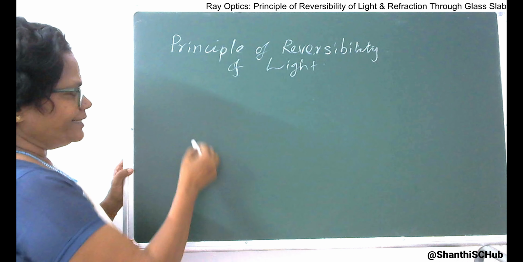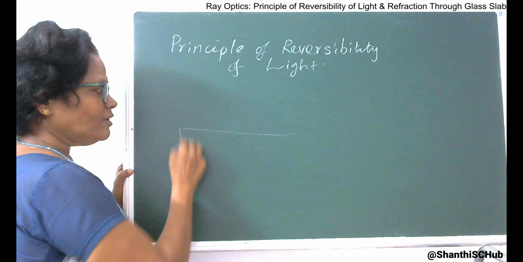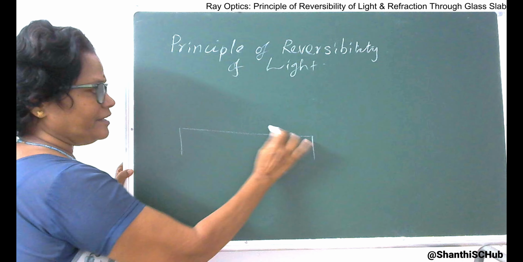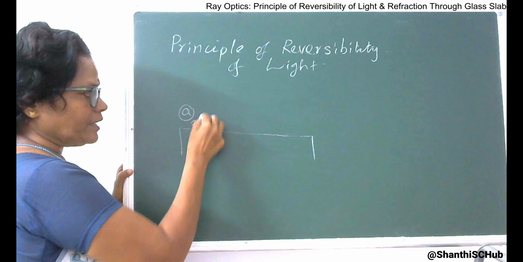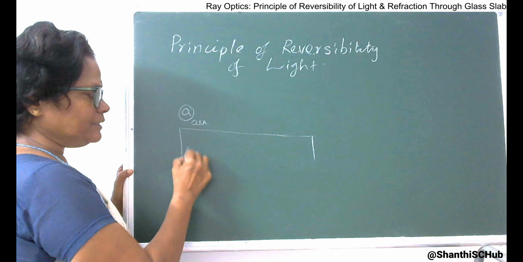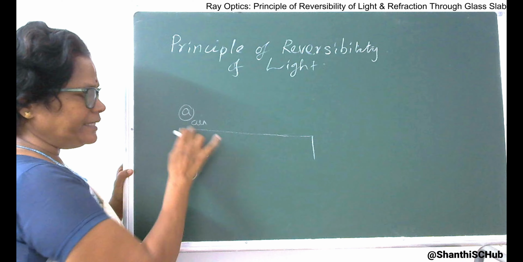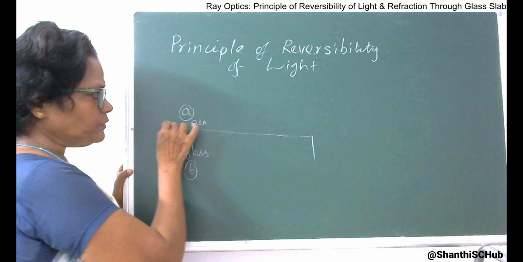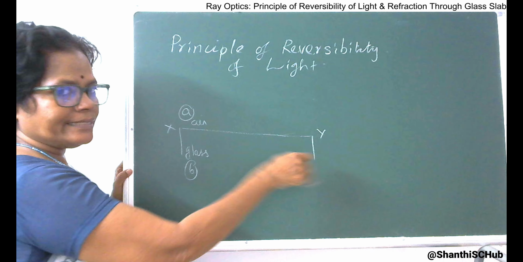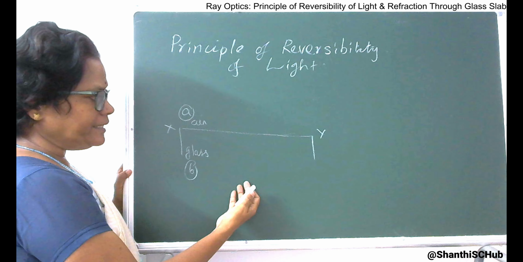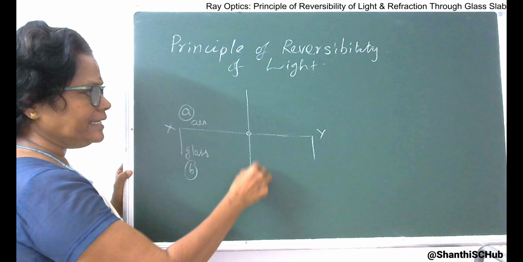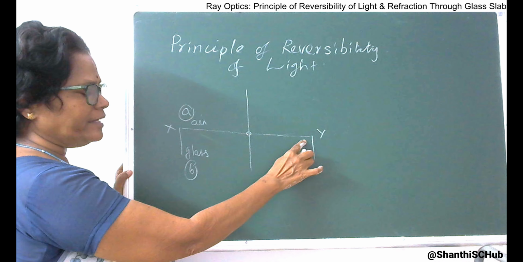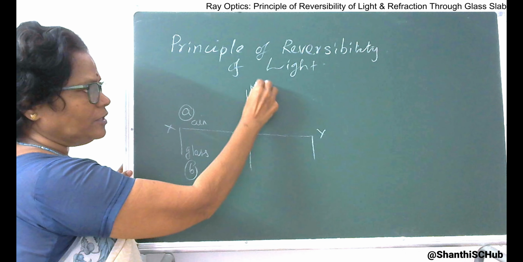It's nothing but a pair of media causing refraction. It can be A medium, air medium, and B medium, glass medium. XY is the interface separating one optical medium from another optical medium. Now I take a point of incidence and draw a perpendicular line to the interface, and that is called the normal.